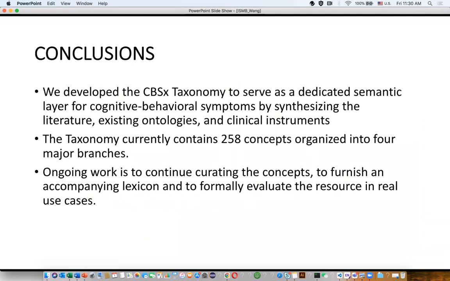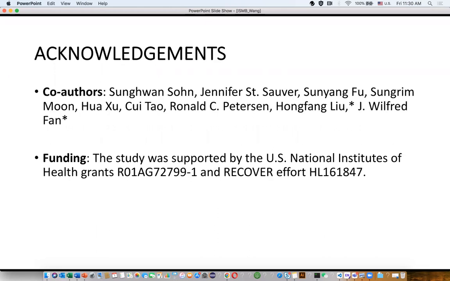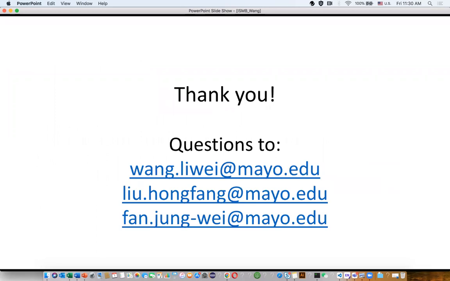In conclusion, we developed the CBS taxonomy to serve as a dedicated semantic layer for cognitive behavioral symptoms. The ongoing work is to continue curating the concepts to furnish an accompanying lexicon and to formally evaluate the results in real use cases.